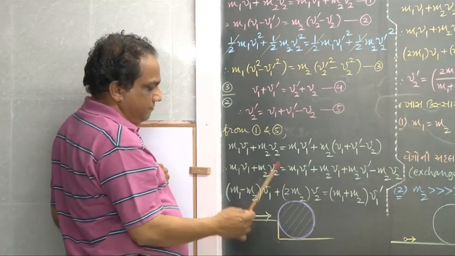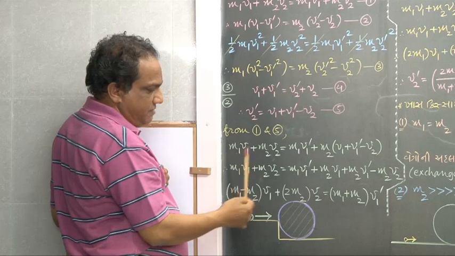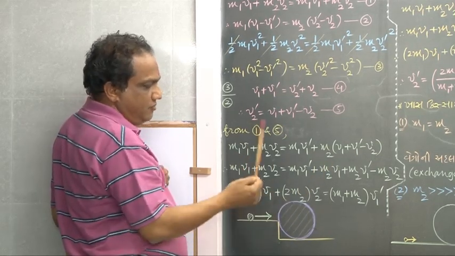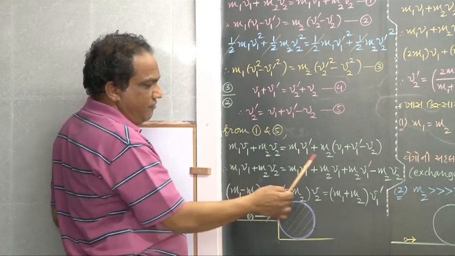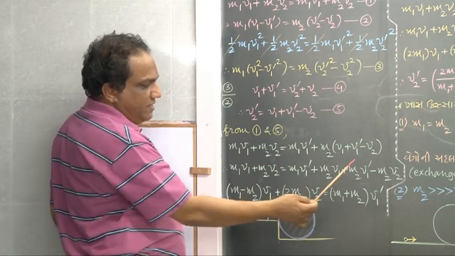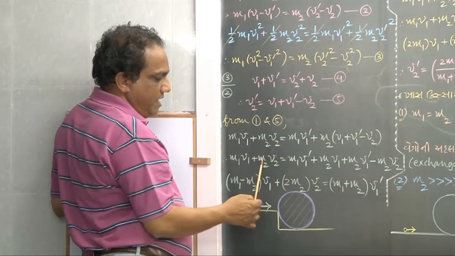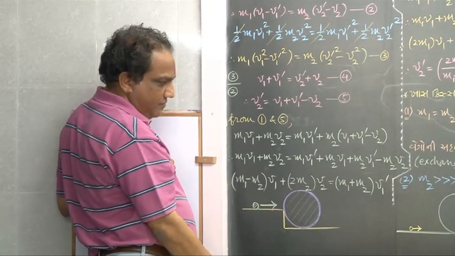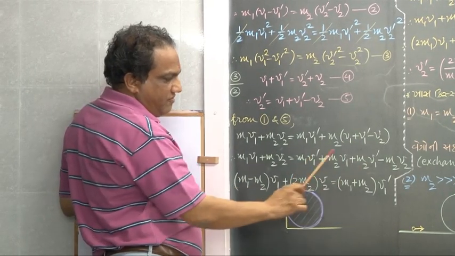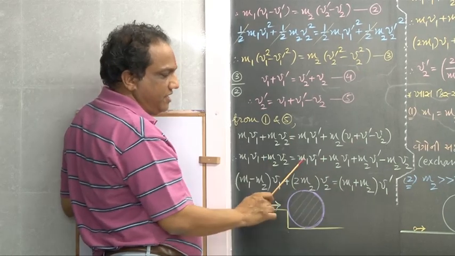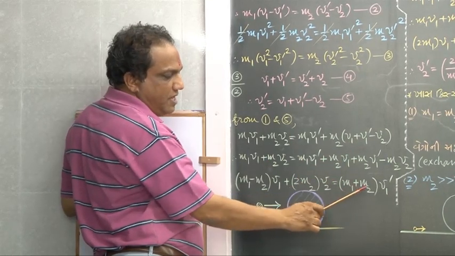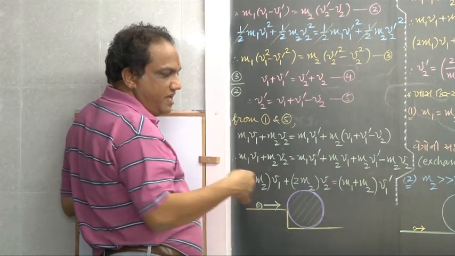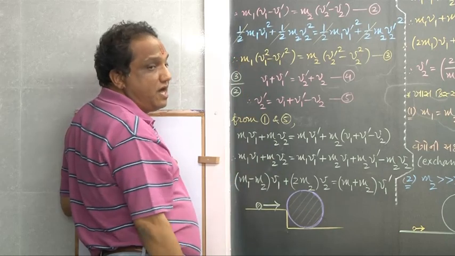Now this part you can just transfer over here. Then v1 you can take common, so m1 minus m2 into v1. And if you transfer this part over here, then m2 v2 plus m2 v2 altogether is 2 m2 v2. Now from these two terms, if you take v1 dash common, inside the bracket it is m1 plus m2, into v1 dash. I want only v1 dash, so divide each term by m1 plus m2.